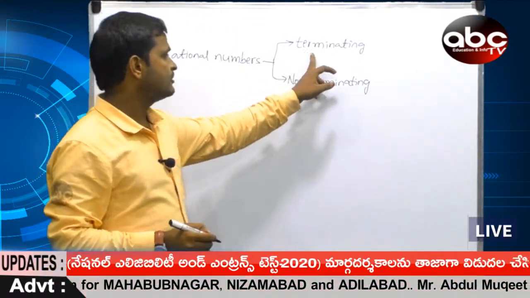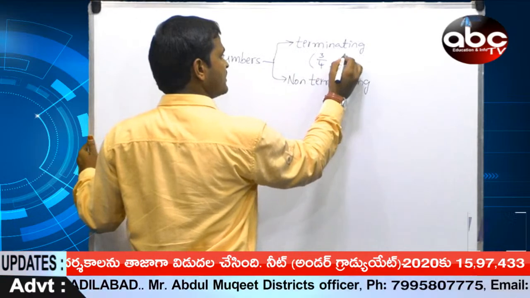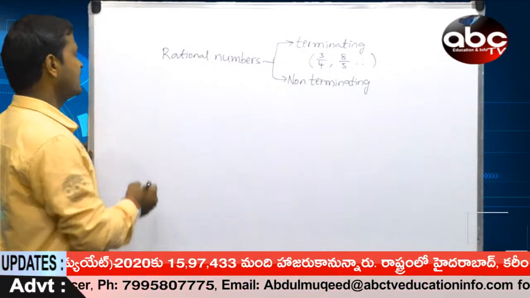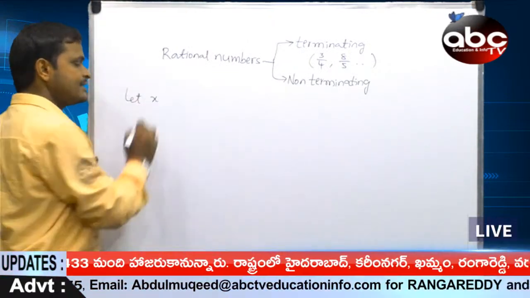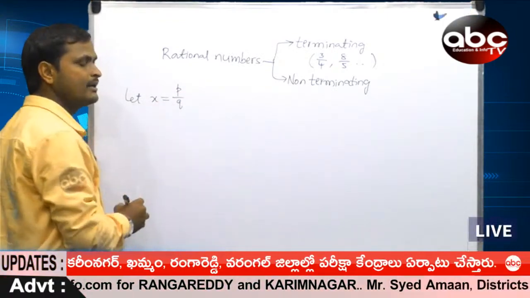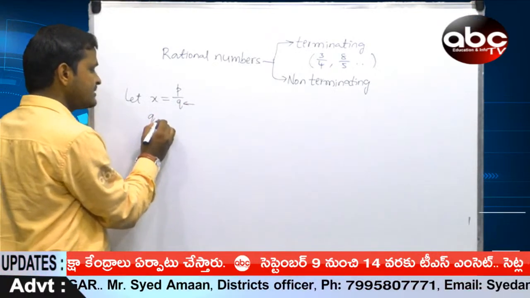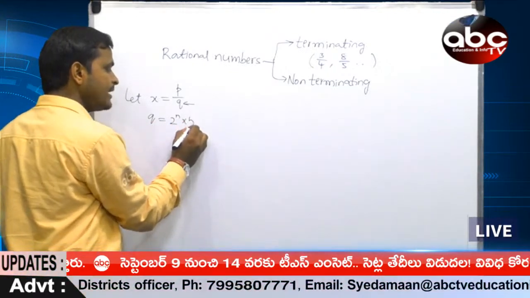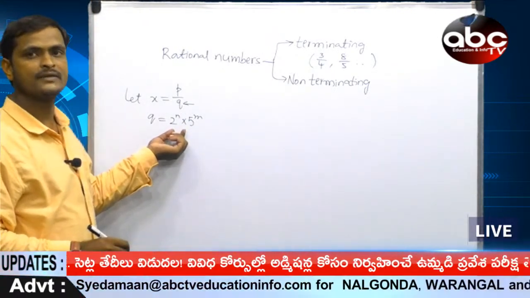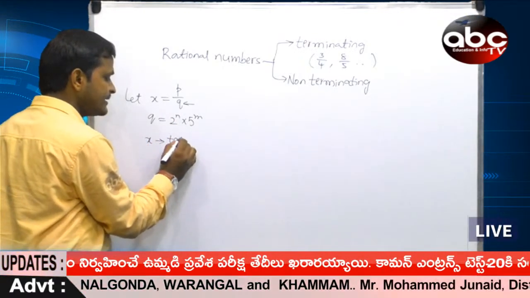Terminating, you already know, students. For example, 3 by 4, 8 by 5. These are terminating decimals. Let x be a rational number. A rational number is nothing but p by q, where it depends on the denominator, that is q. If q is in the form of 2 power n, 5 power m, we can say directly, without doing actual division, that x is terminating.